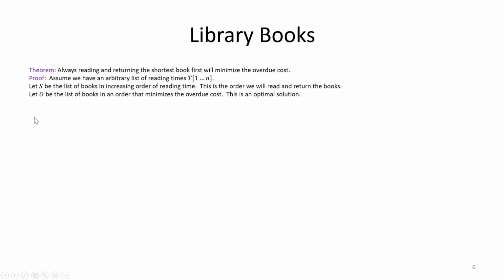Now, my goal is I want to show that S and O are the same. And the rest of my proof is a strategy to try and tackle that. Okay, show that S and O are the same. Because if I can show that S and O are the same, then I've shown that S is optimal. Why? I know O is optimal by assumption. If I can show S is the same as it, then S must be optimal.